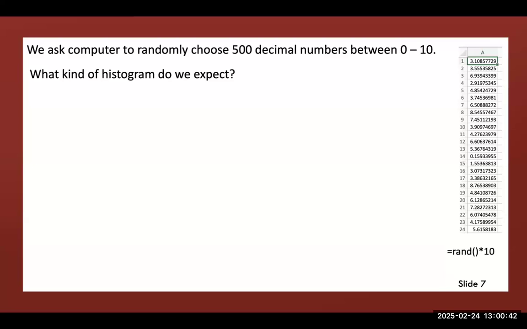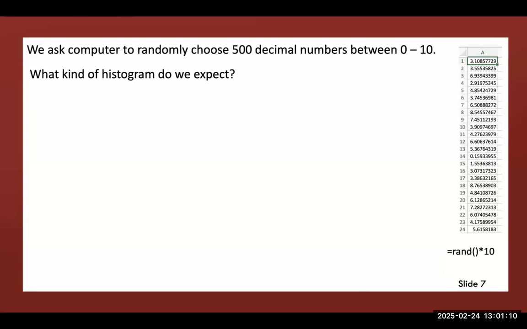I did it in one cell, and then I copied it down, and it gave me a bunch of different numbers. I did this from cell A1 to cell A500, so I got 500 different numbers. And then I asked the computer to create a histogram. We did this in a lab, making a histogram, and you can check it. You're going to get different numbers if you ask your computer to do this, but the histogram is going to be similar. What do we expect with the histogram?